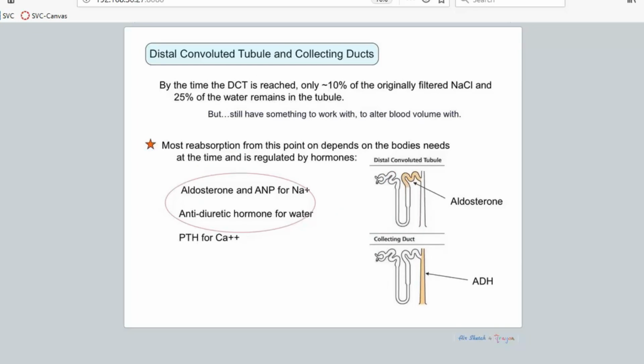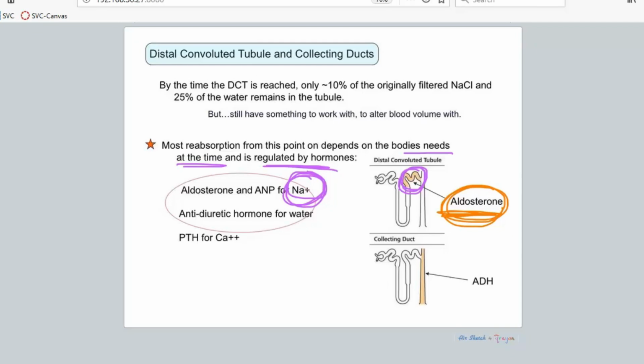And specifically, what's going to happen at the distal convoluted tubule is we have the final opportunity to reabsorb sodium. And that's going to be dependent on the body's needs at the time, and we'll talk about that. It's also going to be regulated by hormones. And specifically, if we want to reabsorb sodium at the distal convoluted tubule, that's going to be dependent on aldosterone. Aldosterone's a hormone. Does anybody know where it's produced? It's produced in the adrenal glands.